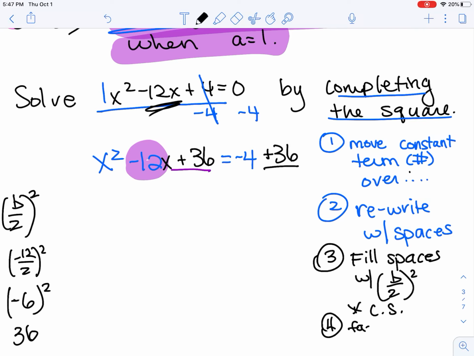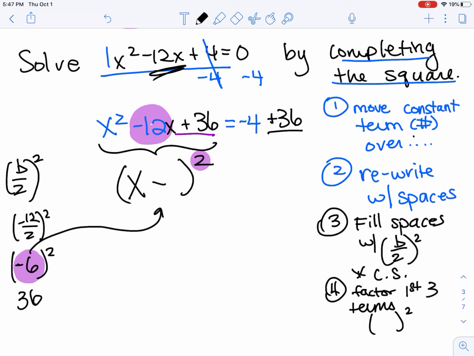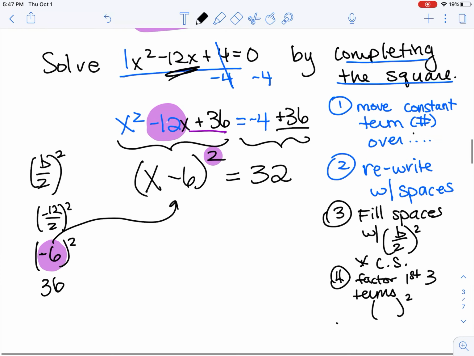Step 4 is we're going to factor the first three terms so that we have that perfect square. So here we go. We're going to make our perfect square. x squared is x squared, and whatever that number was before we squared it is what's going to go right here. Then we simplify the other side of the equal sign. Negative 4 plus 36 is 32. So that's our beautiful completing the square. It looks pretty. It's like a cute little birthday package, right?